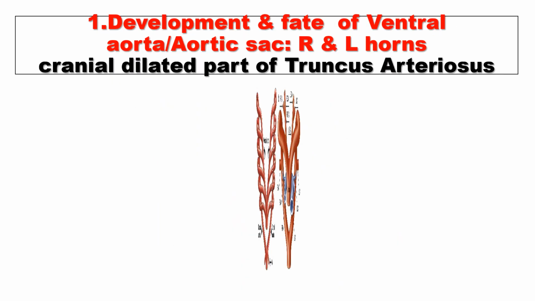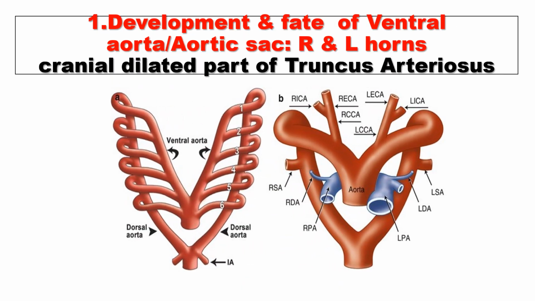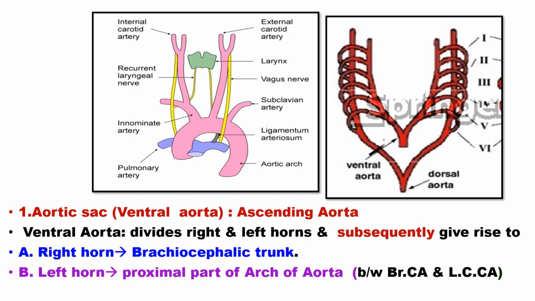Now, first coming to the development and fate of the ventral aorta or the aortic sac and its right and left horns. The ventral aorta with right and left horns is the cranial end of the truncus arteriosus. The aortic sac or ventral aorta forms the ascending aorta.